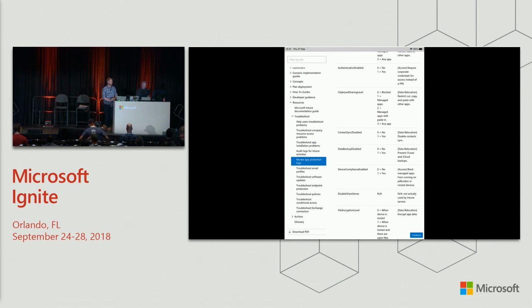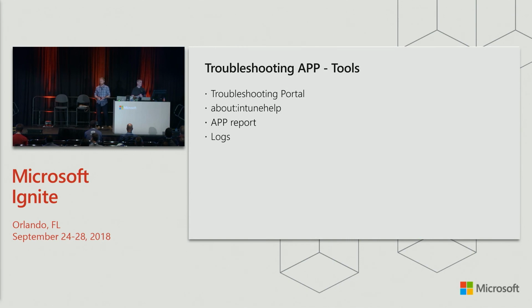So what we generally recommend, first port of call, the troubleshooting blade in the Intune policy UI. The second step is the Intune help console in Edge. Cool. Awesome. To you, Matt.